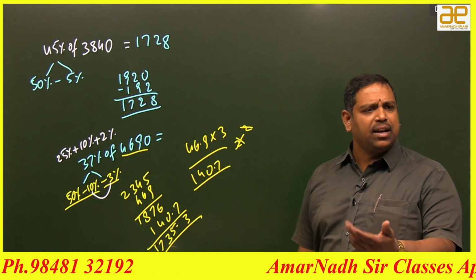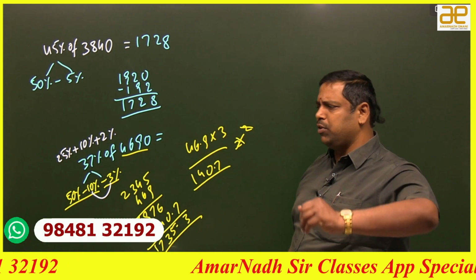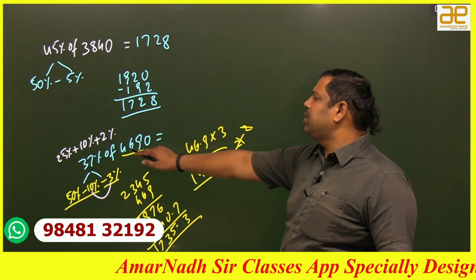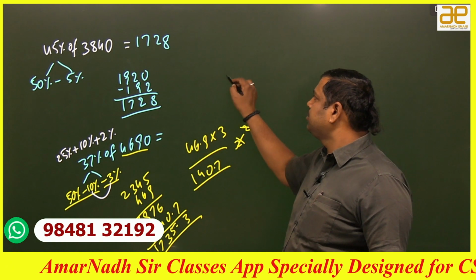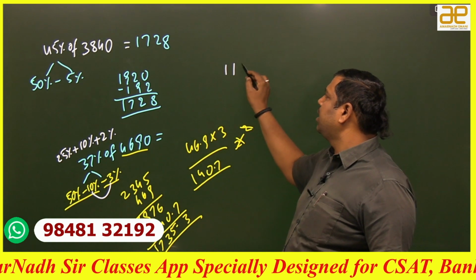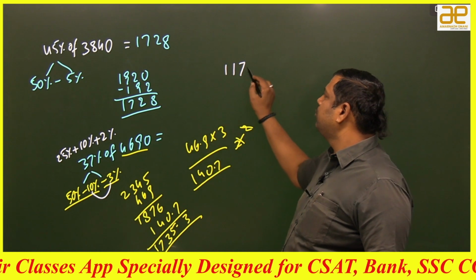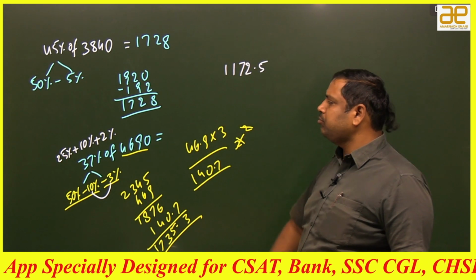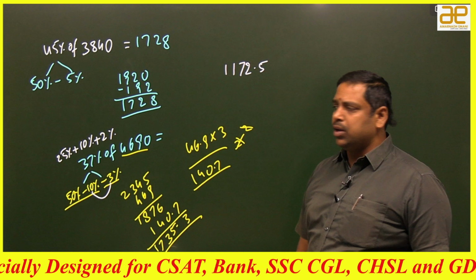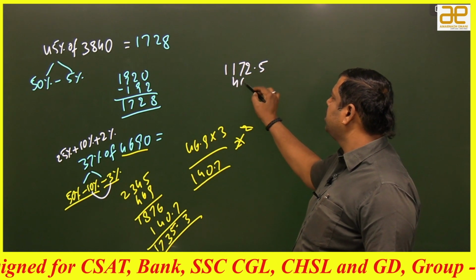4690, 25% means directly by 4 or half of half. Whatever you want you can. So I am directly going with 25% means by 4. 4 ones, 4 ones. 29 means 4 sevens. 10 means 4 twos, 0.5. 25% is completed. Now 10% means 469.